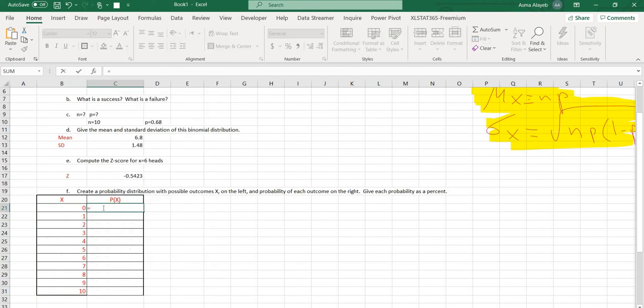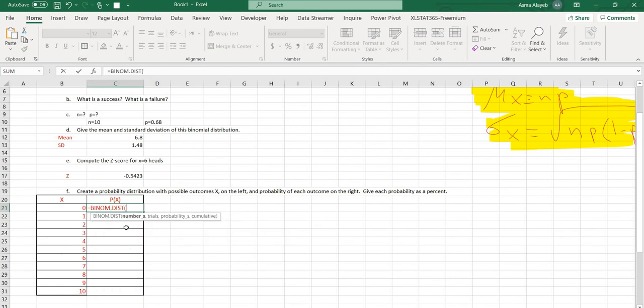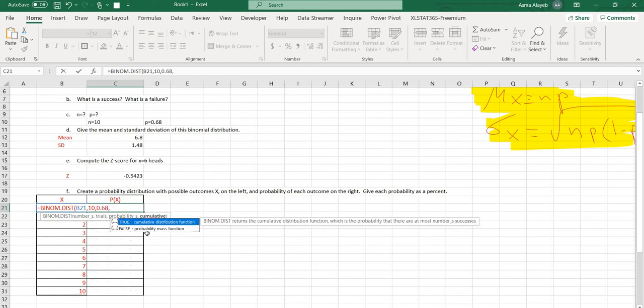So we're going to say this is equal to binomial.distribution, this function over here. It's asking about the numbers. So we want to compute each possibility. The first number we have is 0, so I'm going to click on the cell that has 0. Comma, next is asking about the trials. The trials are 10, so I'm going to just type in 10. And then it's asking about the probability. In this case, we're finding the probability of heads, so we're going to use the probability of success, which is 0.68. That's given in the question.